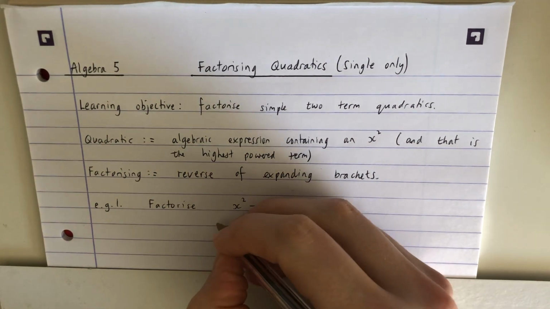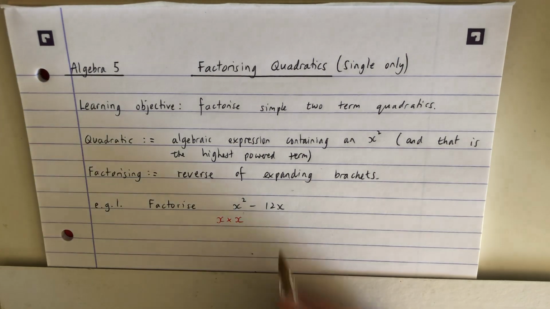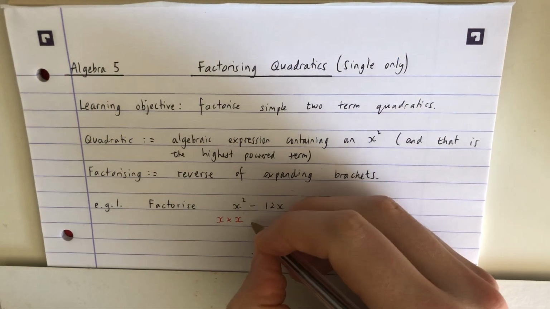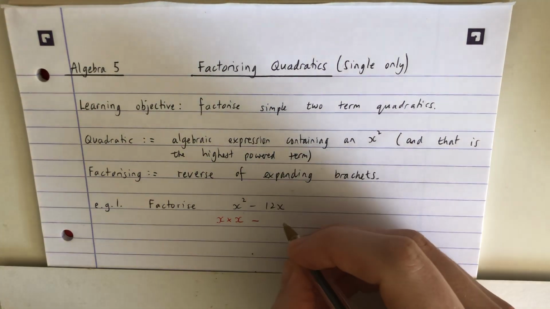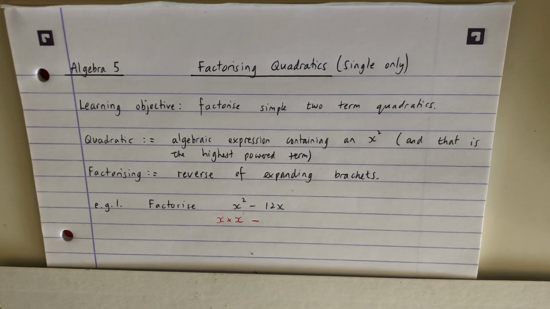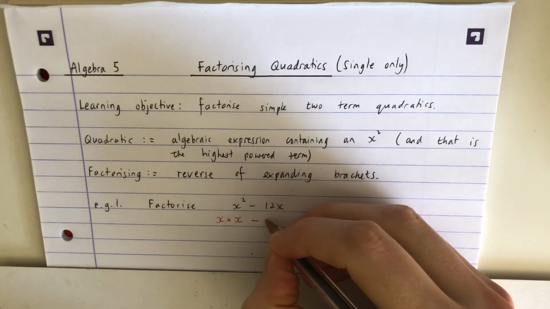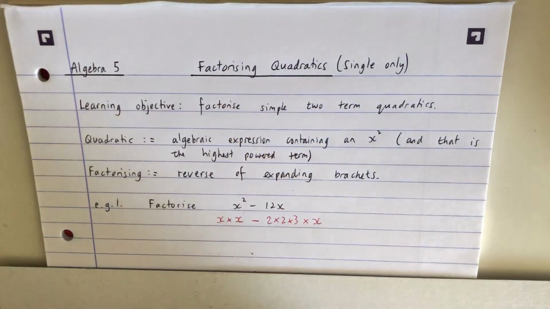So x squared in full would be x times x. Subtract 12x. You could write the number 12 as factors using your calculator. If you remember, there's a button on the calculator, the fact button, to write 12 as, in this case, 2 squared times 3. So 2 times 2 times 3 times x.